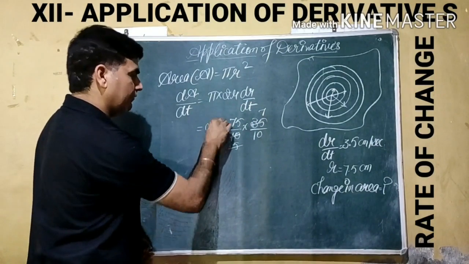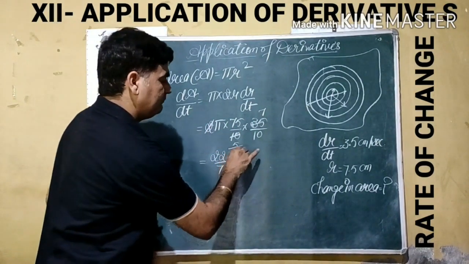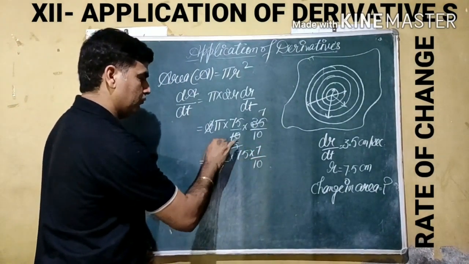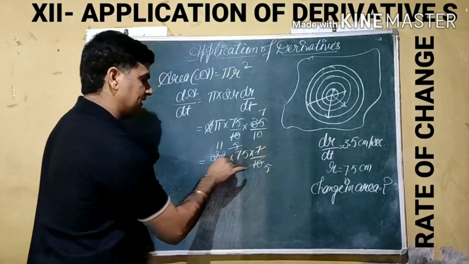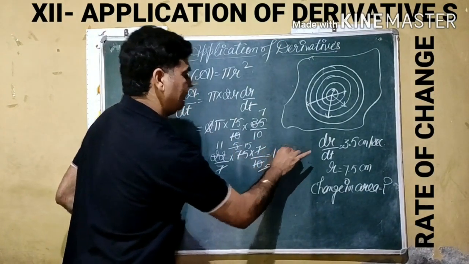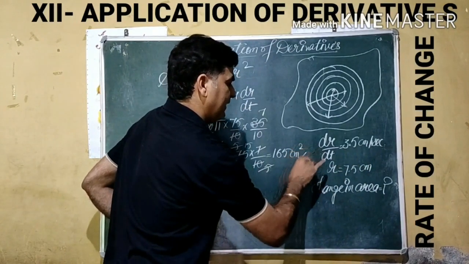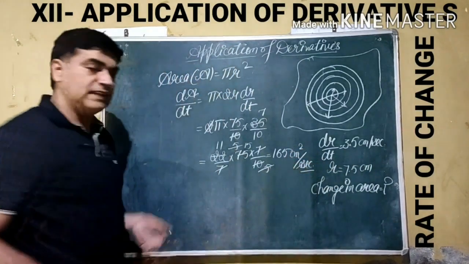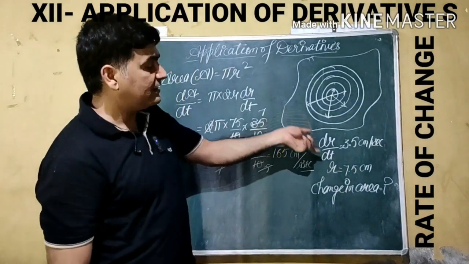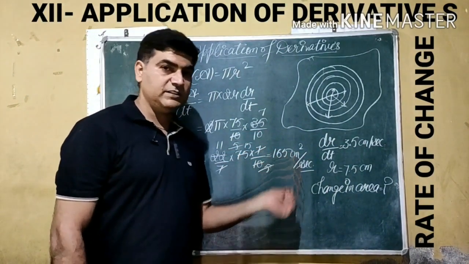If we replace the value of pi, we know that pi is 22 by 7. Multiply by 75, multiply by 7 by 10. Cancel by 2, we get this, 7 cancels out. Cancel by 5 at 15. So finally we get 165. The area unit is the square of the unit, centimeter square, and the time unit is second. It means that when the radius of the circle becomes 7.5 centimeter, the area is increasing by 165 centimeter square per second.